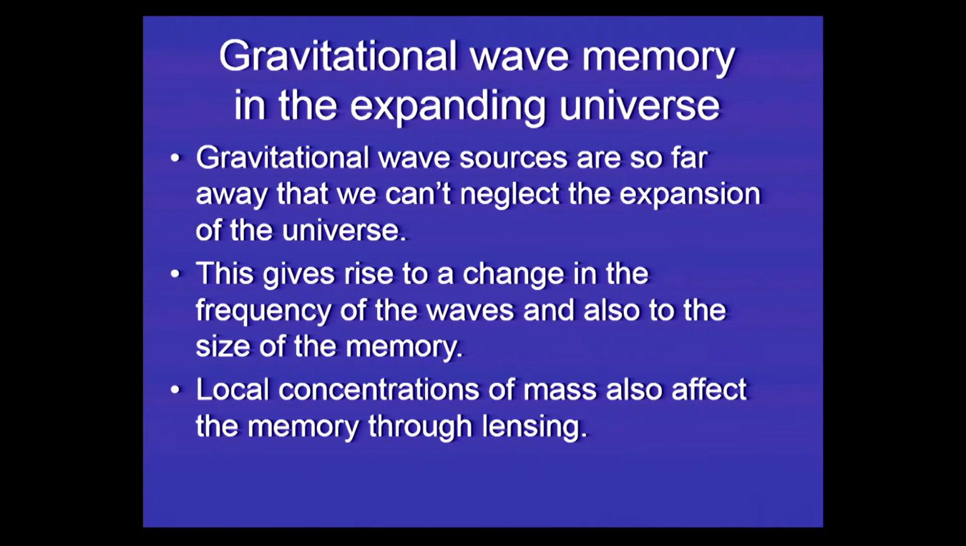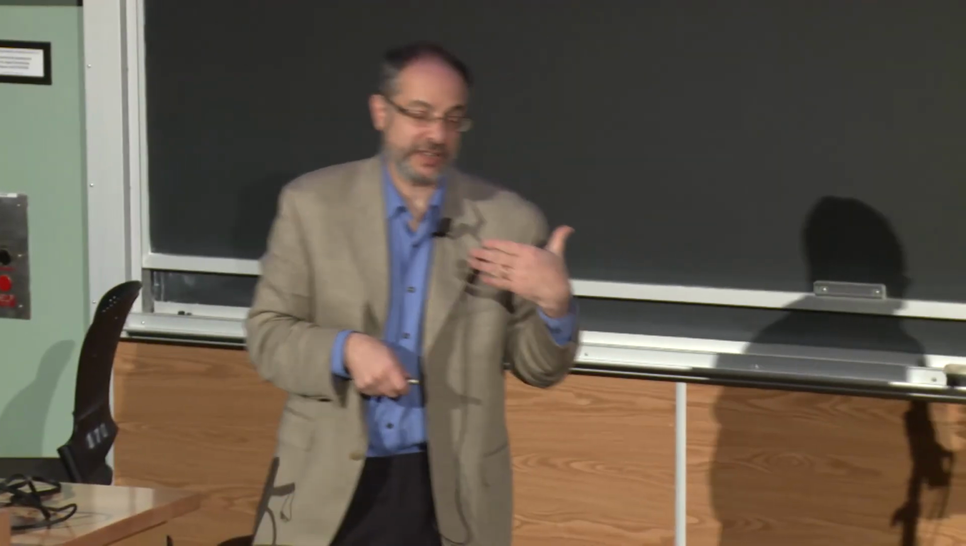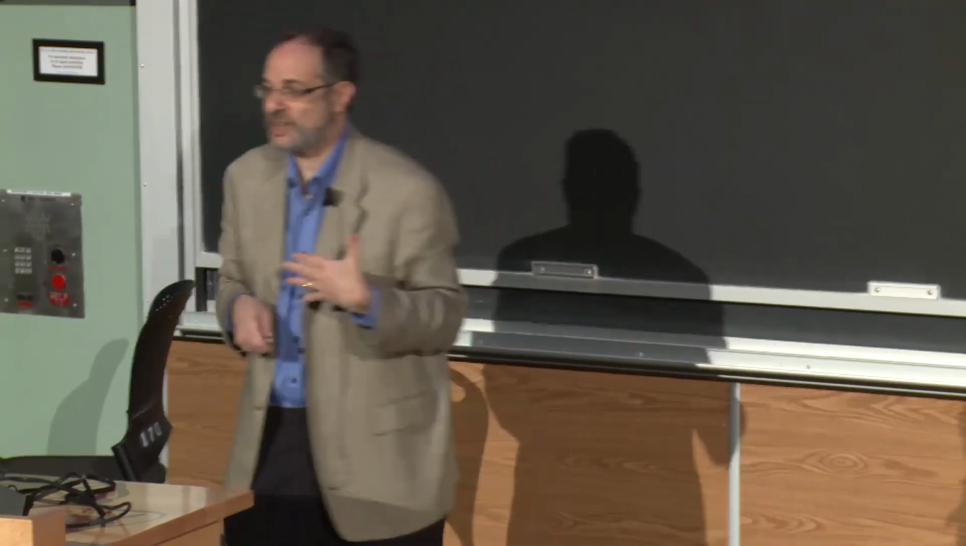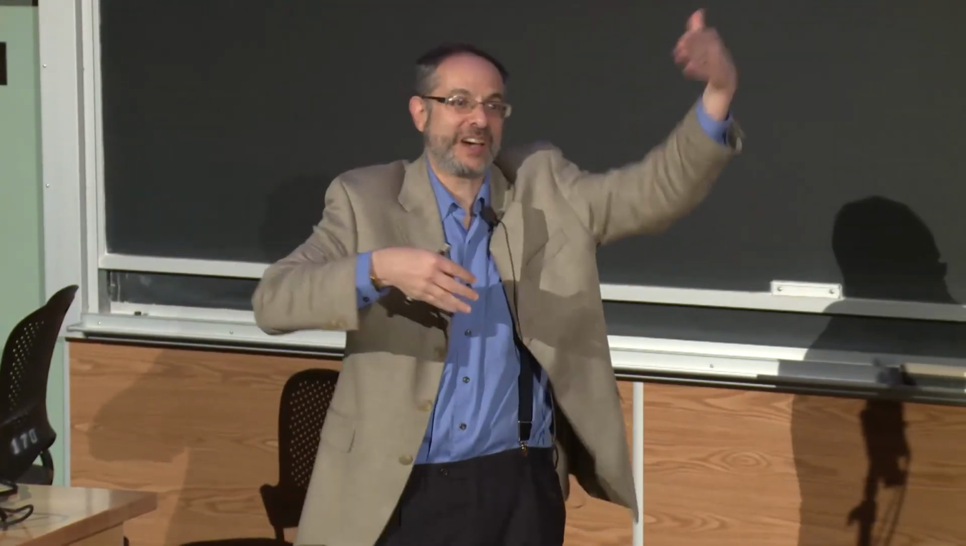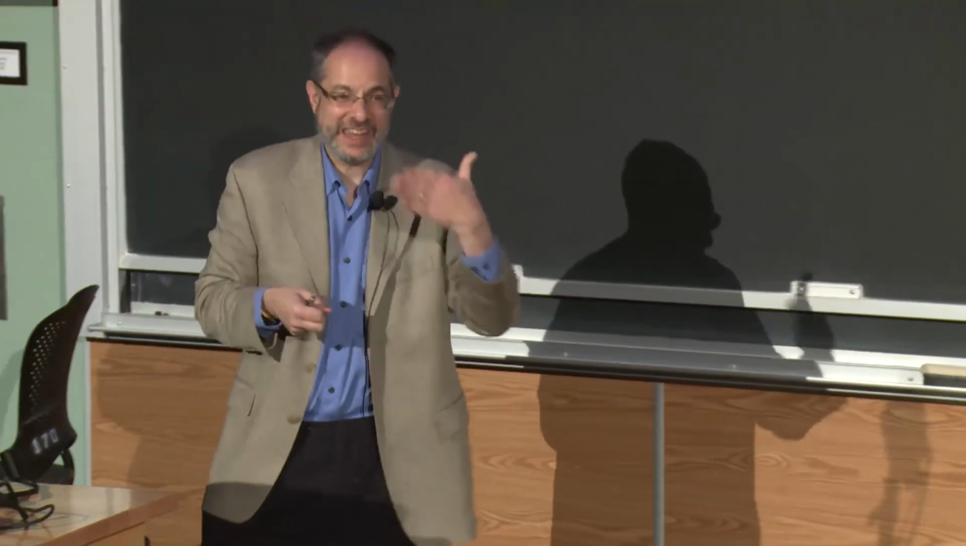Okay, so now I want to turn to a slight complication of this phenomenon, namely the fact that we live in an expanding universe. So the idea is that these objects, the merging black holes and the merging neutron stars that have been detected, are so far away that we have to take into account the fact that we live in a universe that's expanding, and that in particular, the expansion of the universe between the time those gravitational waves were emitted and the time we detect them is going to have an effect.